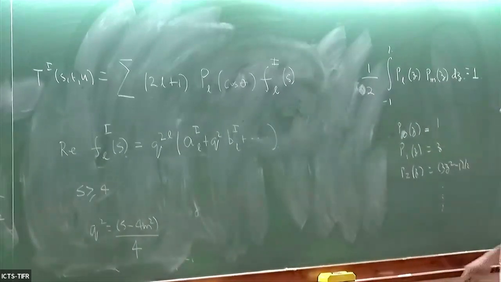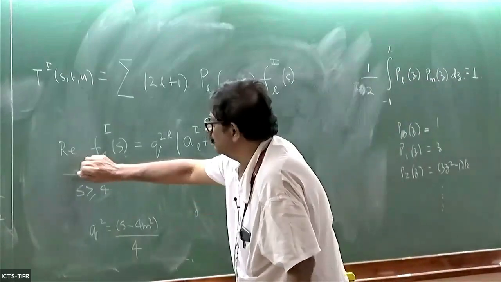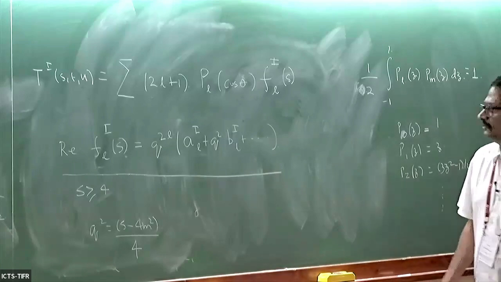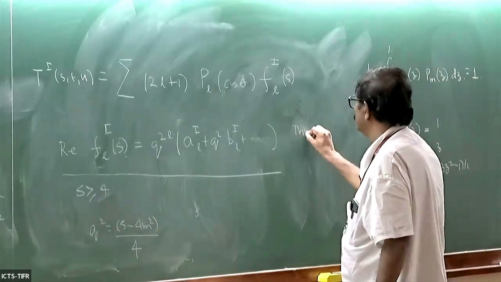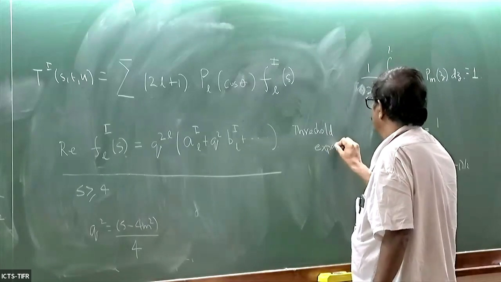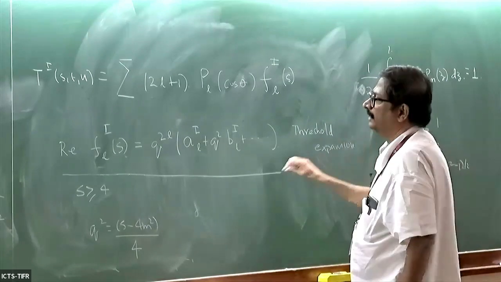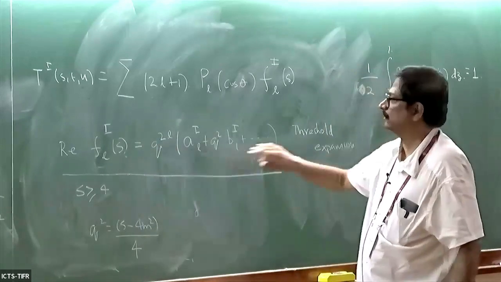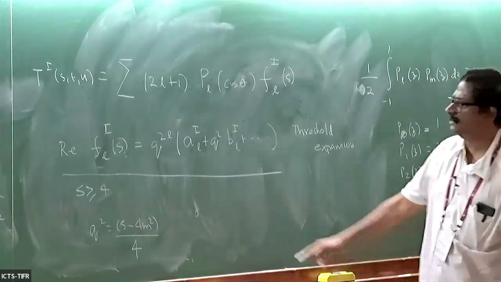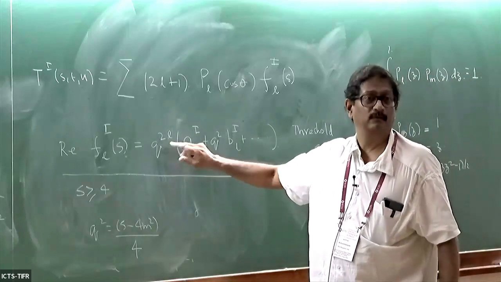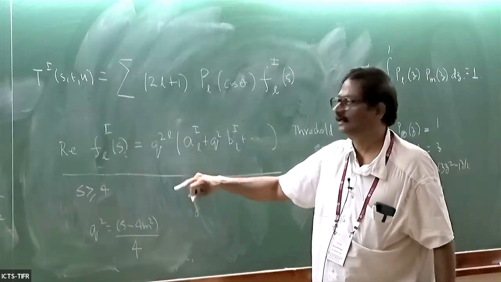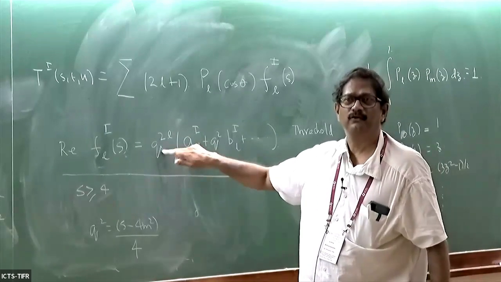What is this thing called? This particular expansion has a name. This is called the threshold expansion. Why is it called a threshold expansion? Because it starts only at the physical threshold. That's why it's called the threshold expansion. And why should it have this q to the power of 2l? This is the centrifugal barrier, okay? That is why it has this factor q to the power of 2l.